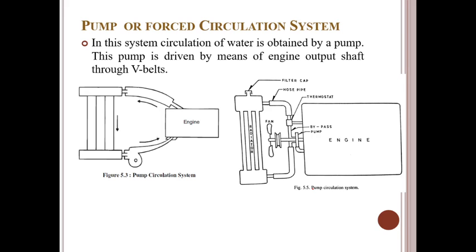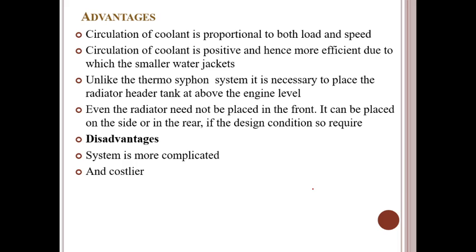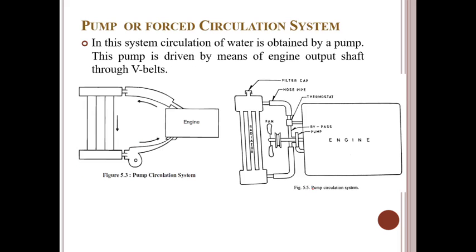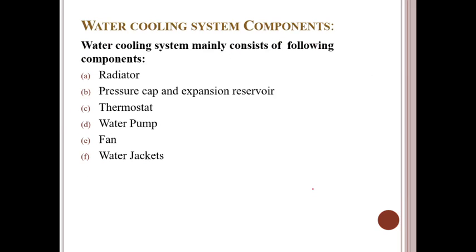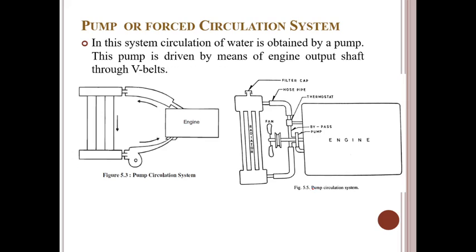So this is the explanation of the natural circulation system. Second, we have the pump or forced circulation system. This will be discussed in our next lecture. Thank you.